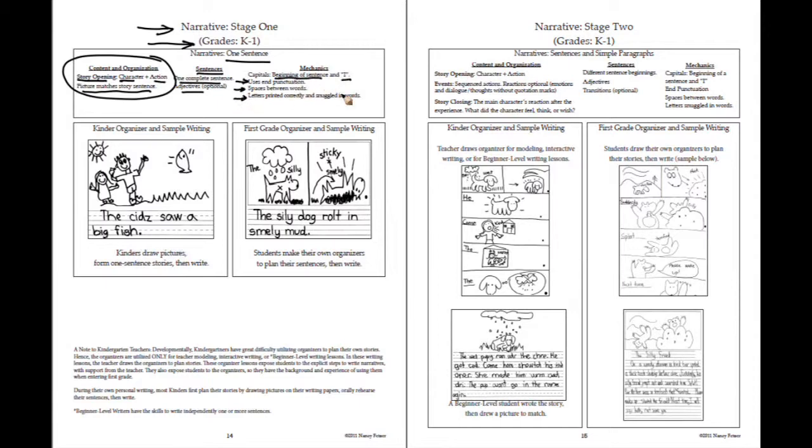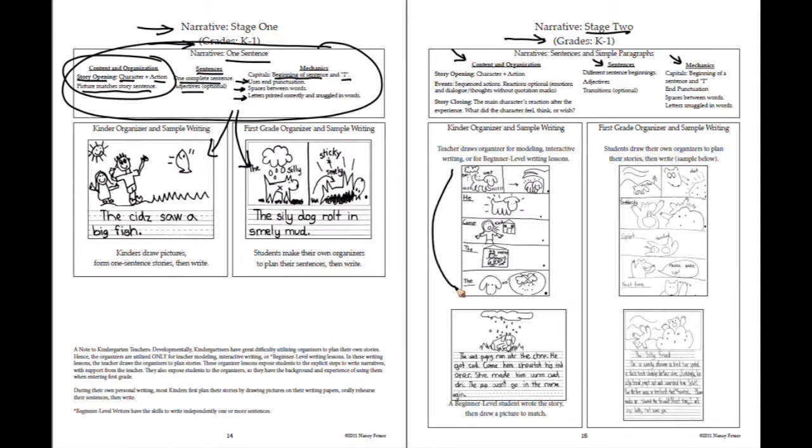So just as an example up here, these are the descriptors of what you're looking at in your writing. Kindergarten, you're going to be forming your sentence and drawing a picture to match. First grade, you're going to make the organizer to plan your sentence and then write it out. This is what the student work would look like. If you go on to page 2, again, you're going to see content and organization, sentences, mechanics as your descriptors for stage 2 of writing, which matches up to kindergarten and first grade. Down below, you'll see the kindergarten sample writing, a first grade organizer, and sample writing.